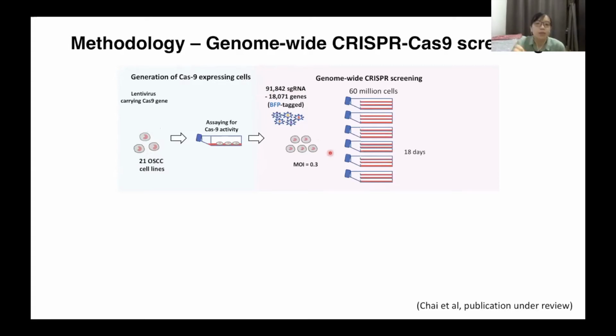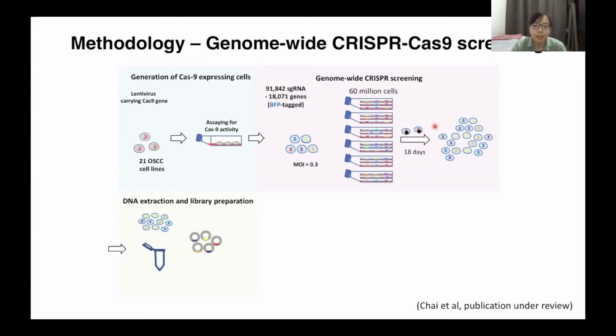So these sequences are barcoded. We infect them into 60 million cells and allow the cells to grow for about 18 days. To explain, if the guide targets a very important gene, with that gene cut out, it will cause the cells to die.